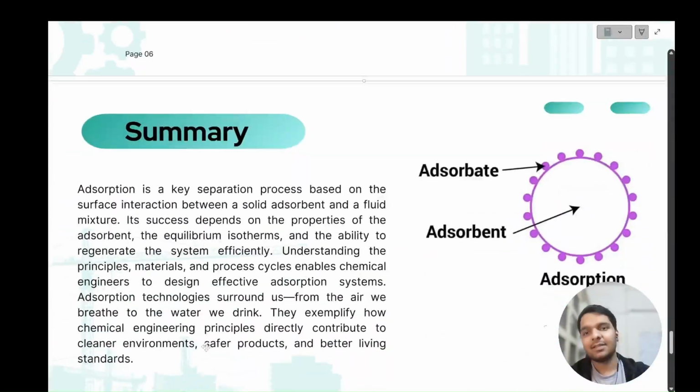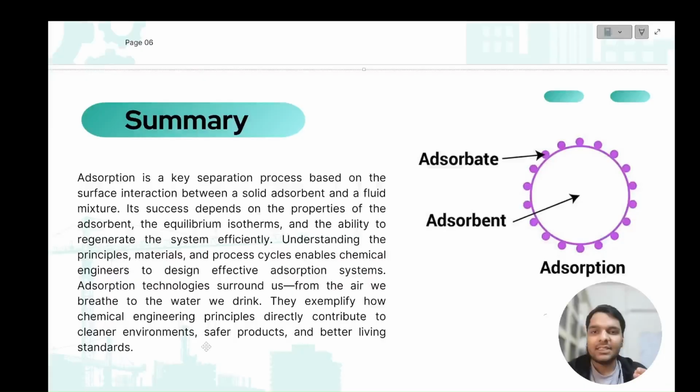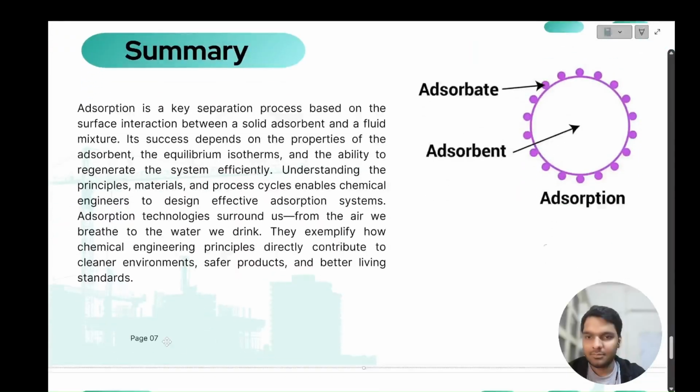Now to summarize, adsorption is a fundamental key interaction between the surface of a solid and fluid molecules. These processes can be seen in our daily life from the water we drink to the air we breathe, so effectively contributing to a better living standard.